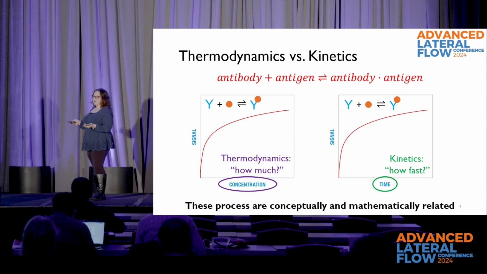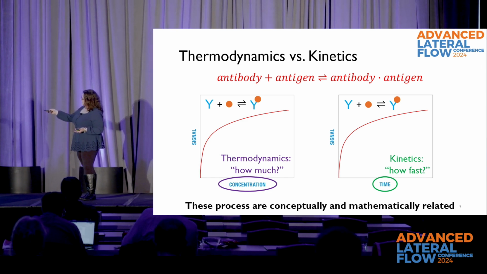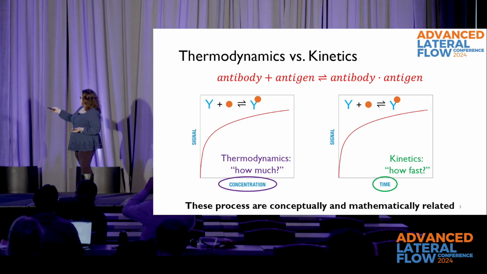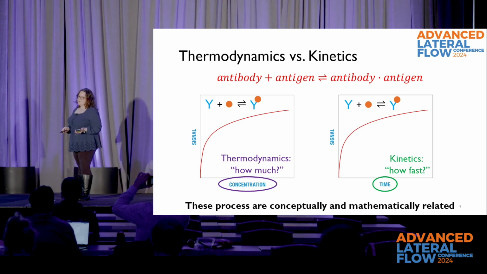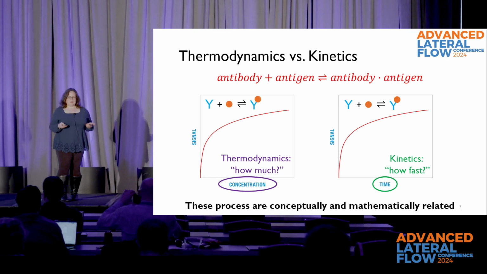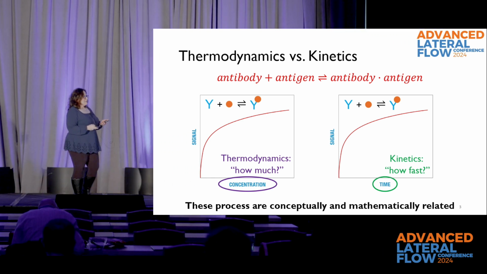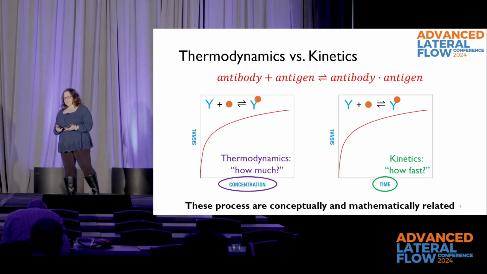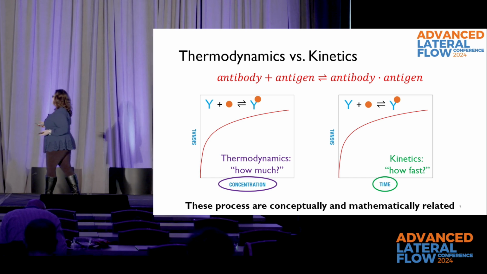And kinetics interrogates how fast something goes. So same situation, an antibody plus an antigen is in equilibrium with a product. Same thing with a kinetic situation, except with kinetics, the x-axis is now time. These things are both related mathematically and conceptually. So if we think of how fast something reacts, that's probably going to be stronger, right? And in a way that is true, but there's a couple of different considerations here.